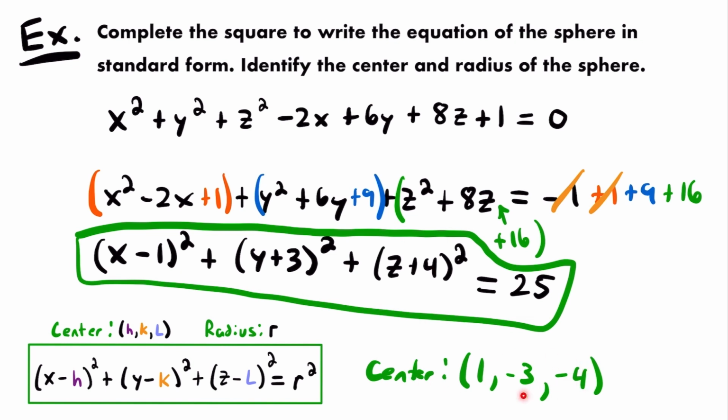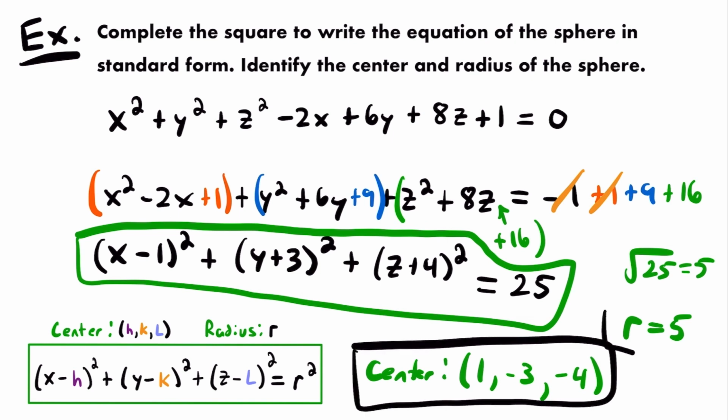All right, so that's our center, and then r, the radius, will be the square root of this value right here, and the square root of 25 is 5, so the radius r is equal to 5. All right, so that's the center of our sphere, and that's the radius of our sphere. We could find both of those values from this standard equation of the sphere.